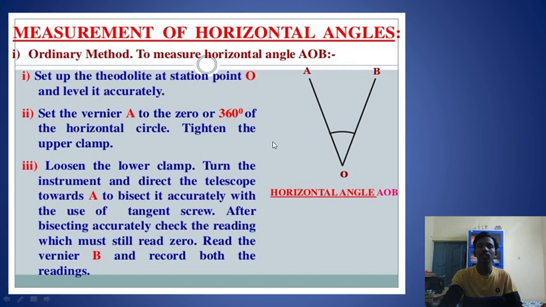Now note down the readings of vernier A and vernier B, and the difference between the vernier A and vernier B readings must be equal to 180 degrees. Now change the face of the theodolite, which means plunge the telescope 180 degrees and swing the telescope 180 degrees. Now the vertical circle which was to the left of the telescope will come to the right side of the observer. Again measure the angle AOB as mentioned earlier, and the mean value of the face left observation and face right observation will give you the mean horizontal angle AOB.